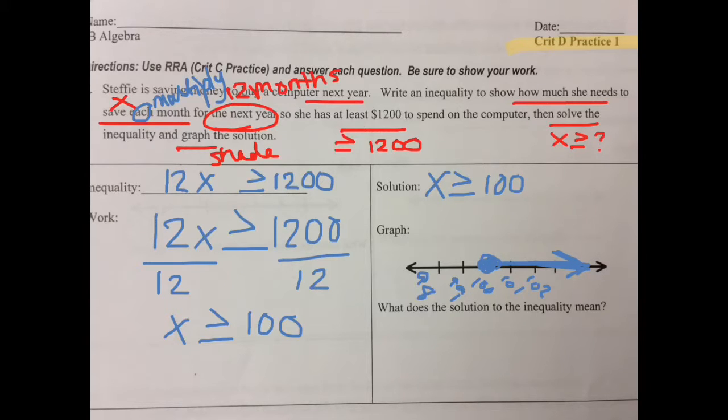And so what does this mean in the story? Well, X in the story was how much she needs to save each month. So Steffi, I may not be able to fit all this here. Hang on. Let me type it instead. So Steffi, we're looking at how much does she need to save each month? Steffi needs to save at least $100 each month.